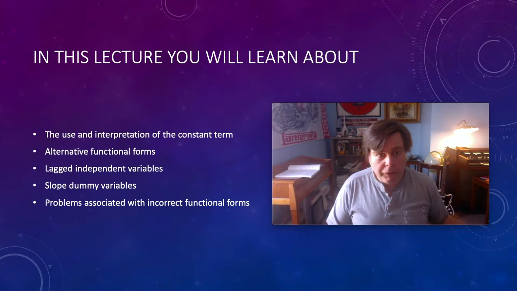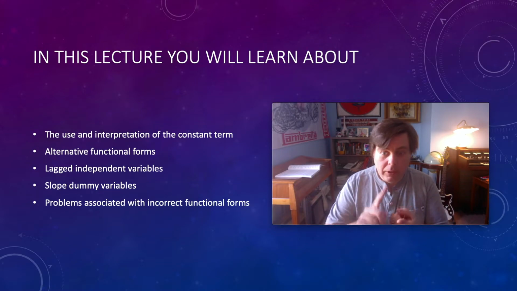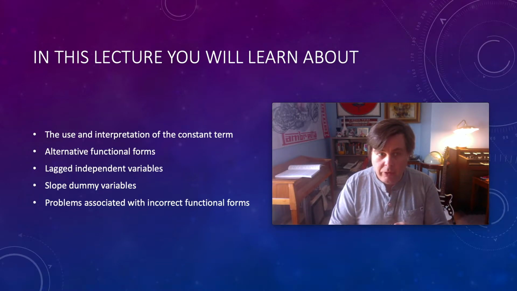So we'll start talking about the use and interpretation of the constant term, and alternative functional forms, and I'll go through several of those. Then we'll talk a little bit about lagging independent variables and then slope dummy variables.